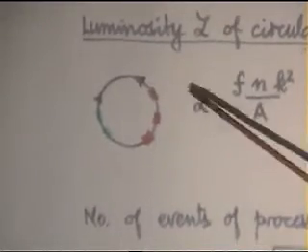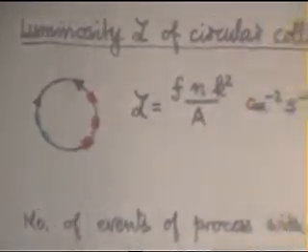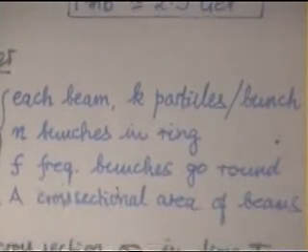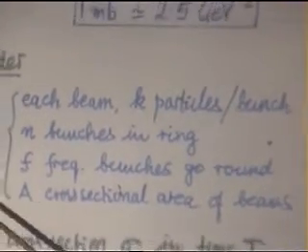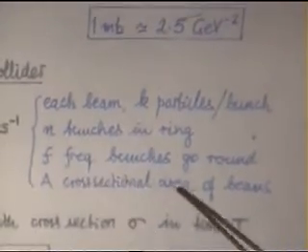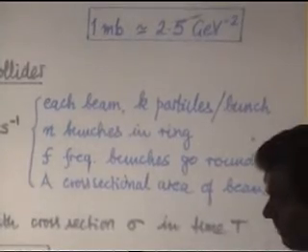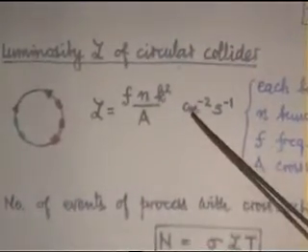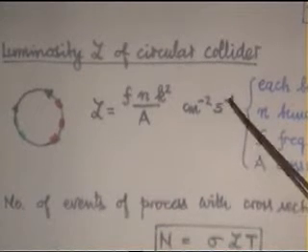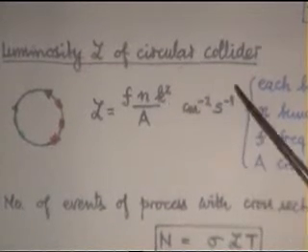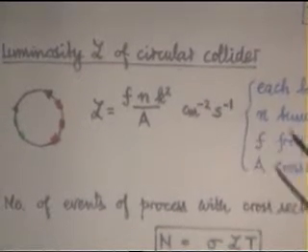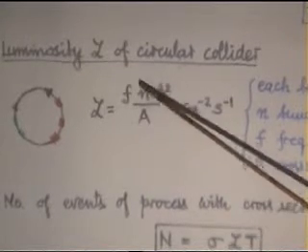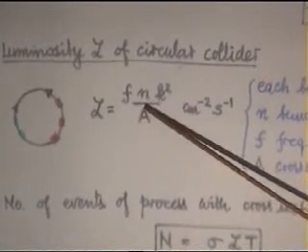The number of particles in each of these bunches, so that's K, and then the number of bunches in a ring. And then you've got to divide it by the cross-sectional area that the beams make, how big they are. And that will give you something in units centimeter to the minus 2, seconds to the minus 1. That's what experimentalists quote. When they're looking at an accelerator, you'll see some number 10 to the 30, usually, or more, giving you the luminosity.